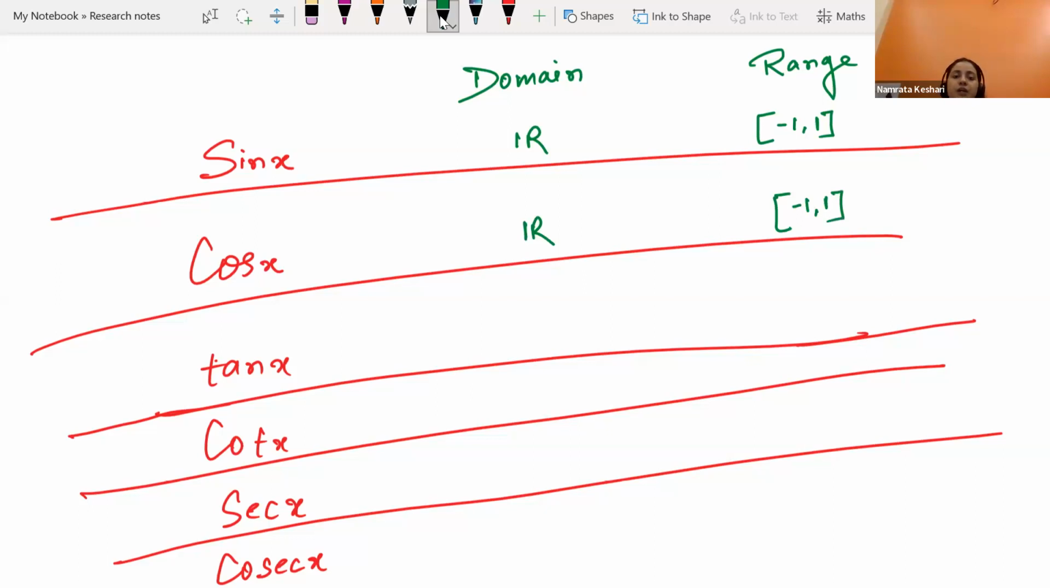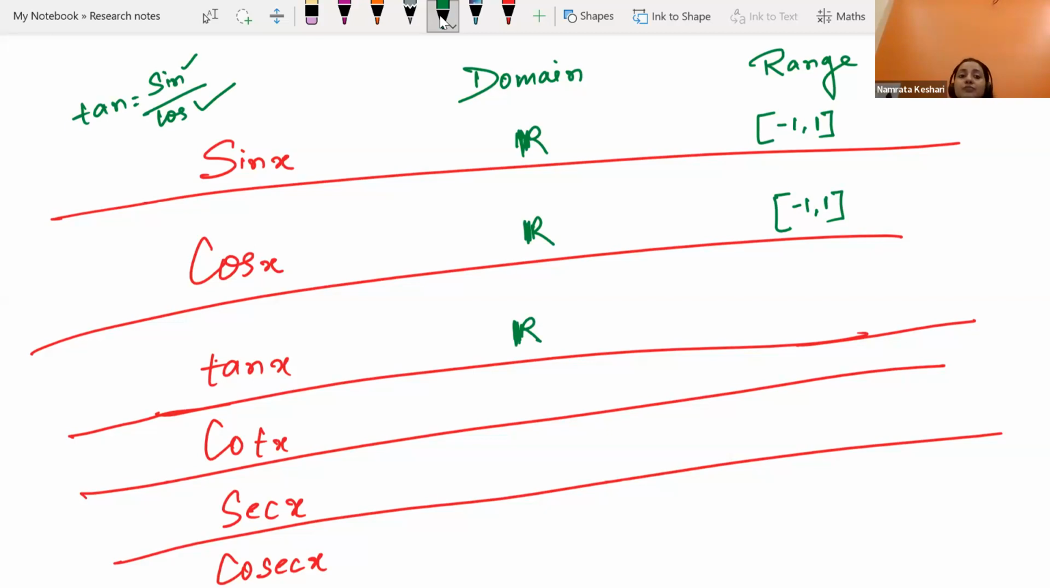Now, the tan function. Tan is just the combination of sine over cos. The domain of sine is all real numbers, the domain of cos is all real numbers. So can we say the domain of tan is all real numbers? This is R, I'm trying to write it in bold. So can we say that the domain of tan is all real numbers?